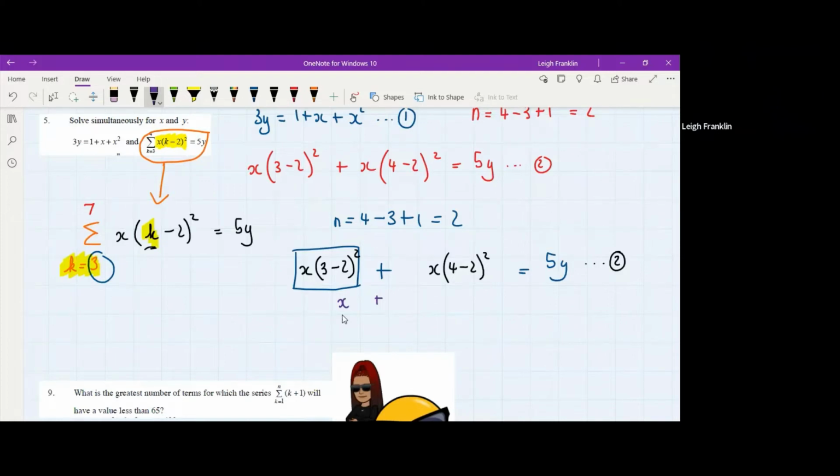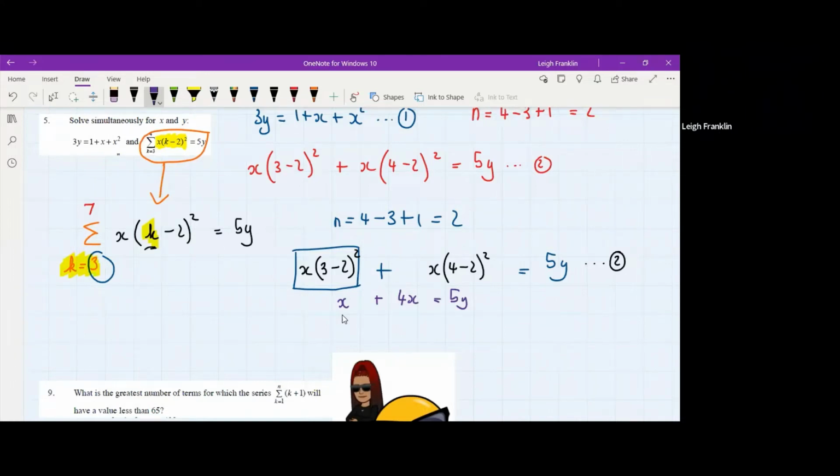Now I'm going to do the same thing with the next term. So 4 minus 2 is? 2. 2 squared is? 4. And 4 times x is? 4x. Beautiful. Does that make sense? Yes, thank you, ma'am. All right, lovely. Okay, so that's where I'm coming from.